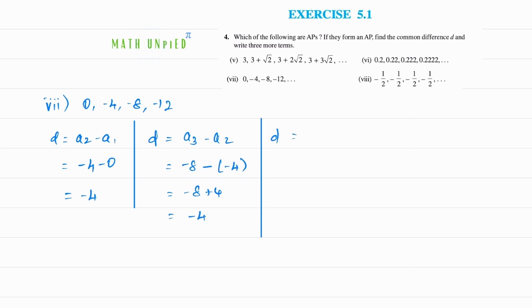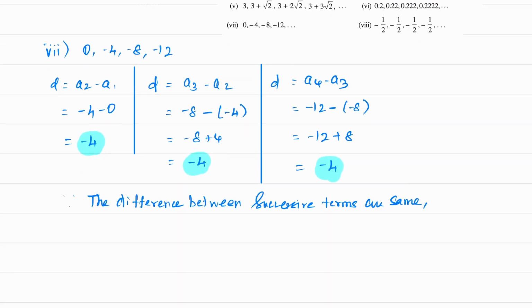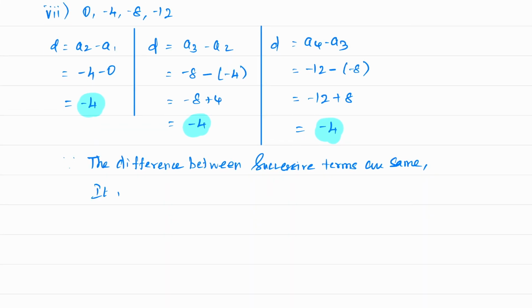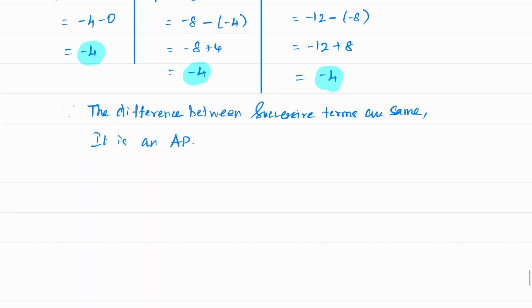Now D equals A4 minus A3 for the next two terms. So this is -12 minus of -8. This is -12 plus 8, which is equal to -4. So clearly this is an AP. So because the difference is same for the successive terms, we can say, since the difference between successive terms are same, it is an AP. So how do you find the following terms?